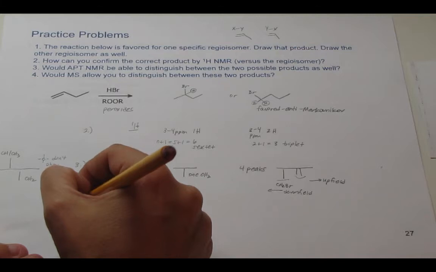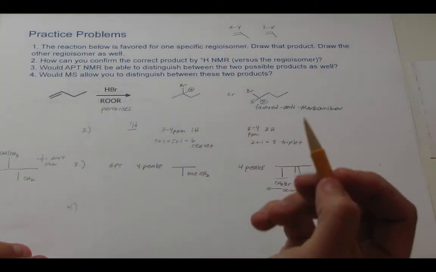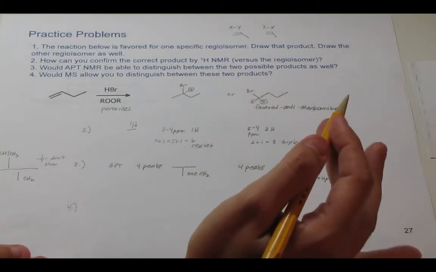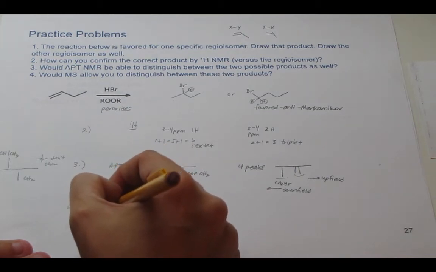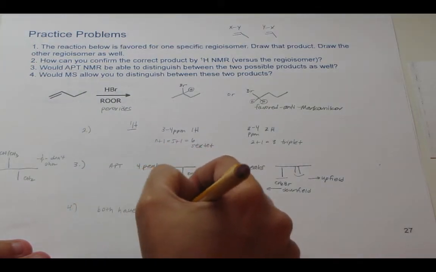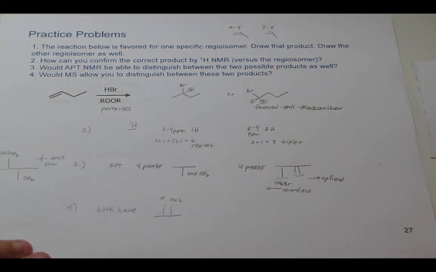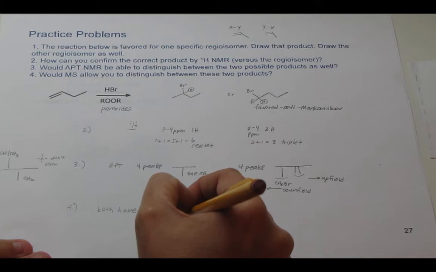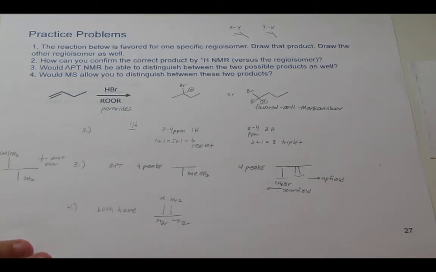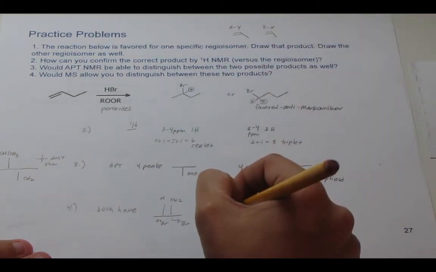All right, number 4, would MS allow you to distinguish between these two products? So pause and think about that. Okay. So remember that we can see bromine and chlorine very well by mass spec. However, both of our compounds have bromine. So both would have an M peak and an M+2 peak, where one of them would be at the mass of this molecule with bromine 79, and the other would be at the mass of the molecule adding in bromine 81. And both would have it. So this has bromine and this has bromine, so you cannot distinguish.